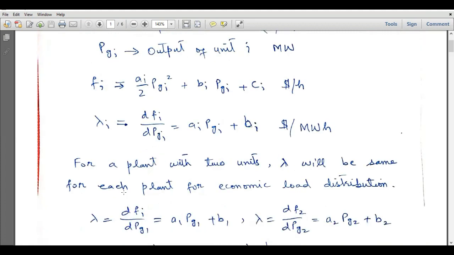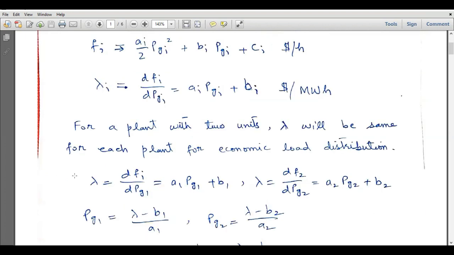If we have a plant with 2 units, then we have to assume lambda as the same for the economic load distribution. If this lambda is evaluated as the same for both the units, then our system will be most economic. I will show you with the help of an example that equal values of lambda for both units will result in economic results.